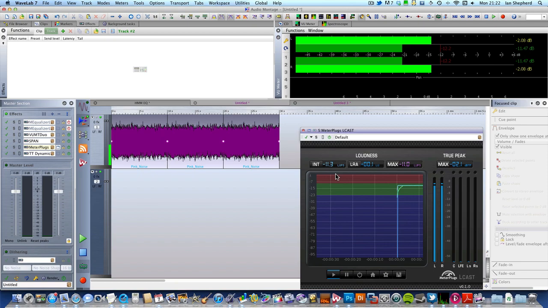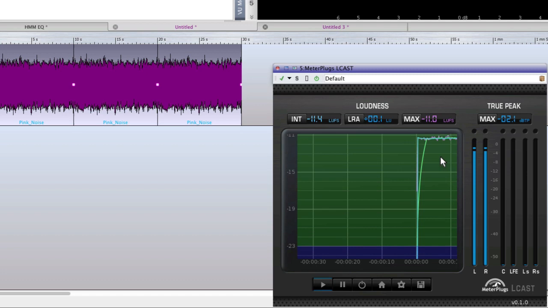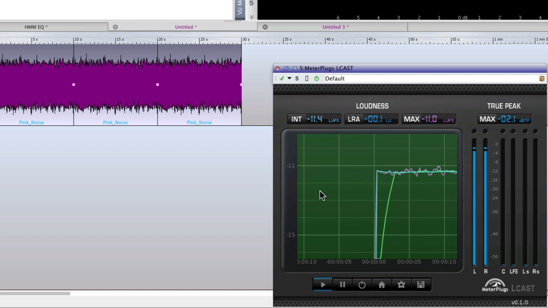Now, the meter actually registers three different readings, which I'll go into in a minute. But for the time being, let's just zoom in on this line here, which is one of the nice features of the Lcast meter. And you can see that those three different readings settle after not very much time on a value of minus 11.5, minus 11.3 in fact, which is the RMS level of that pink noise and is the same as the reading we got up here on the meters.